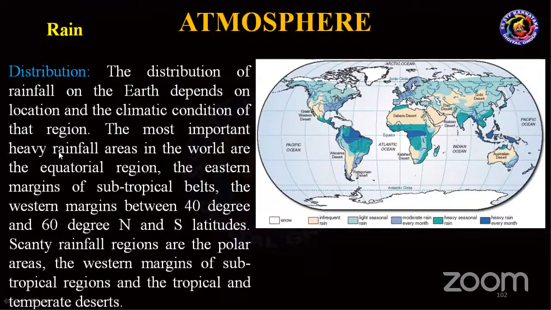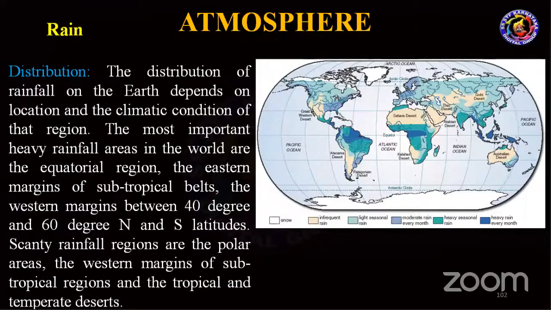The most important heavy rainfall areas in the world are the equatorial region. Why only the equatorial region receives heavy rainfall? The climatic condition of that equatorial region is different from the other regions. The equatorial region receives heavy temperature. This is the zone of heavy temperature. That heavy temperature causes more rainfall. That you studied in the types of rainfall there.